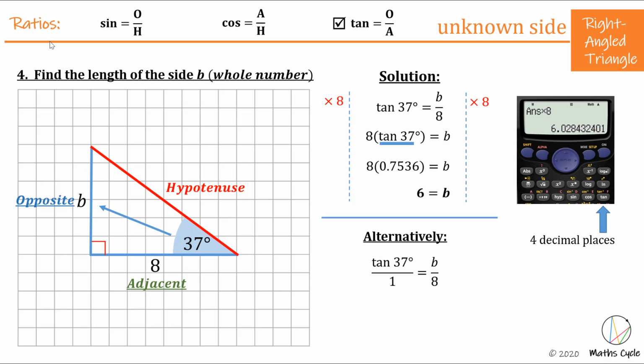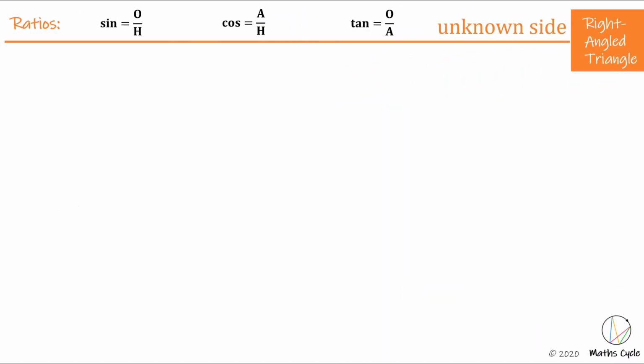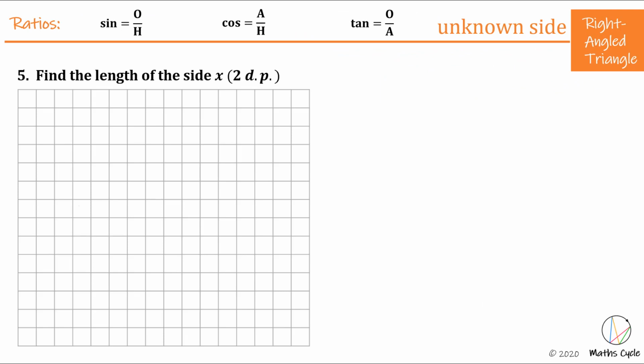Alternatively, I can put my tan of 37 over 1. So I have a ratio equal to a ratio, so I can cross multiply, which gives me 1 times b equals 8 times tan 37. That can go straight into the calculator to get b equals 6 also. Now, question 5. Find the length of the side x, correct to 2 decimal places. So let's label.